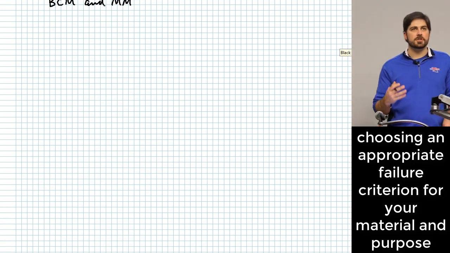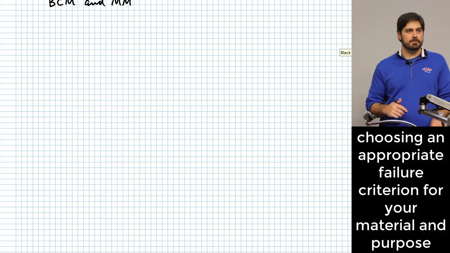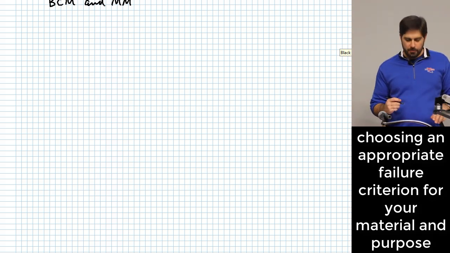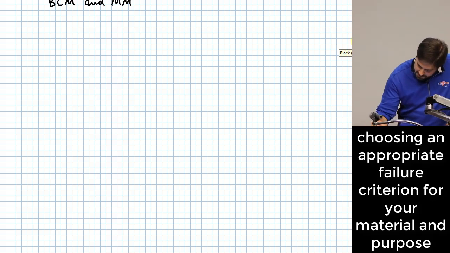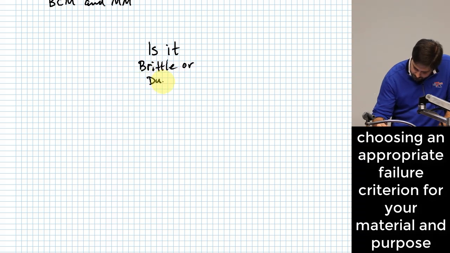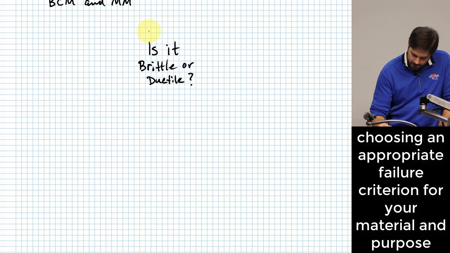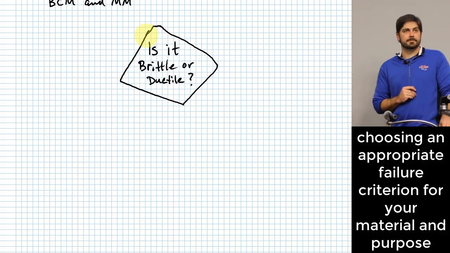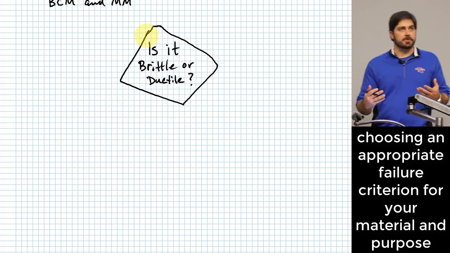How do you know which failure criteria you should use? All right, so here's your breakdown on what you do. You first ask the question, is it brittle or ductile? Is it brittle or ductile? All right, how do you know if it's brittle or ductile?